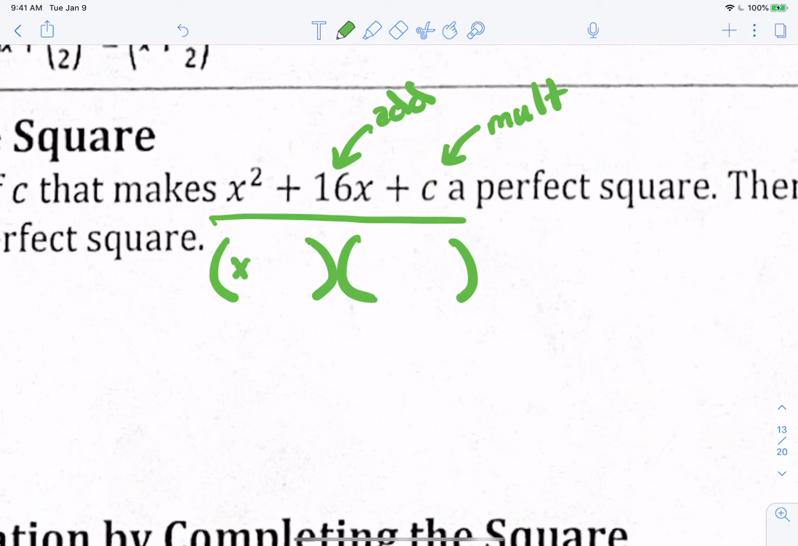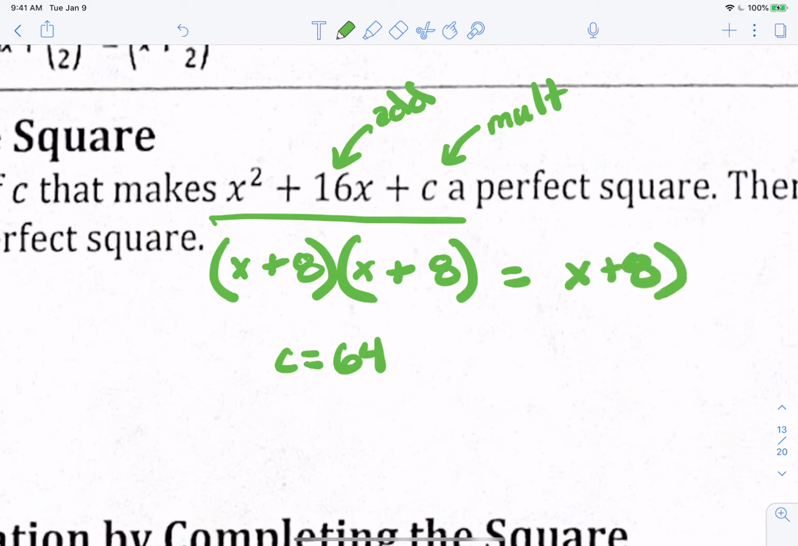8. So I want this to be x and 8, and x and 8. And is it positive, negative, one of each? Both positives, right? So then, what does c have to be? C is 64. Does that make sense? 8 plus 8 is 16. 8 times 8 is 64. So I would write this guy as x plus 8 squared.